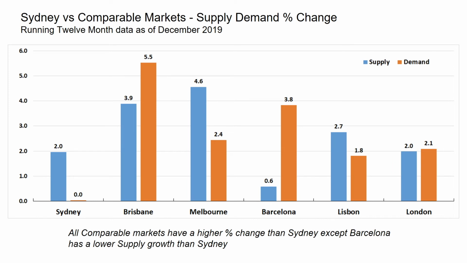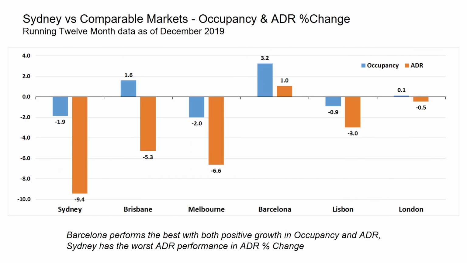This graph shows the supply and demand percentage change of Sydney versus other comparable markets. So in general, other markets are performing better than Sydney, except Barcelona has a lower supply growth than Sydney. By looking into the occupancy and ADR percentage change, Barcelona has positive growth in both occupancy and ADR, while Sydney has worse ADR percentage change with nearly negative 10%.